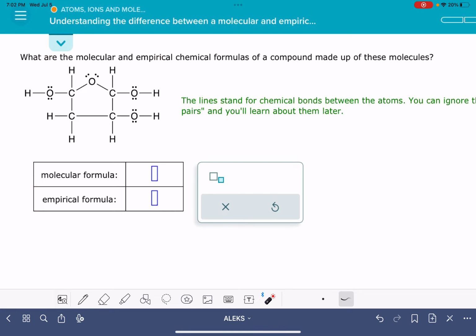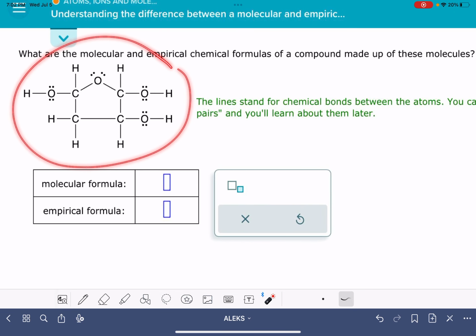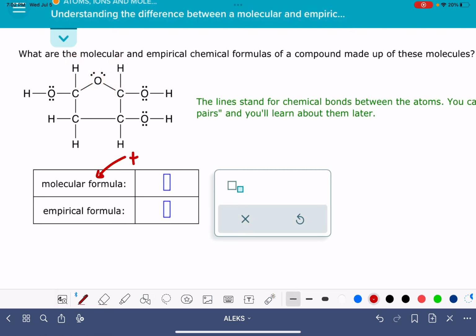molecular and empirical formula. In this notation, the letters are used to represent the atoms that make up the molecule. These lines represent the bonds that hold the atoms together. The dots represent random electrons in the molecule. All you need to pay attention to are the letters representing the atoms inside this formula. The molecular formula is the total number of each type of atom in the molecule.